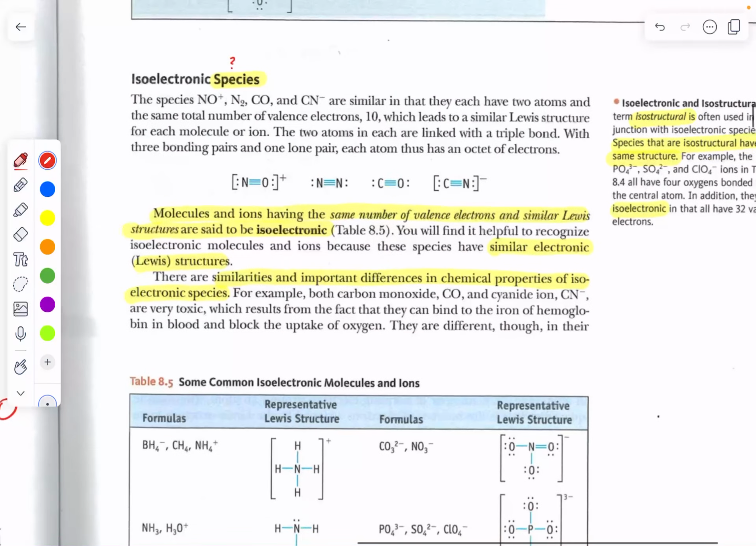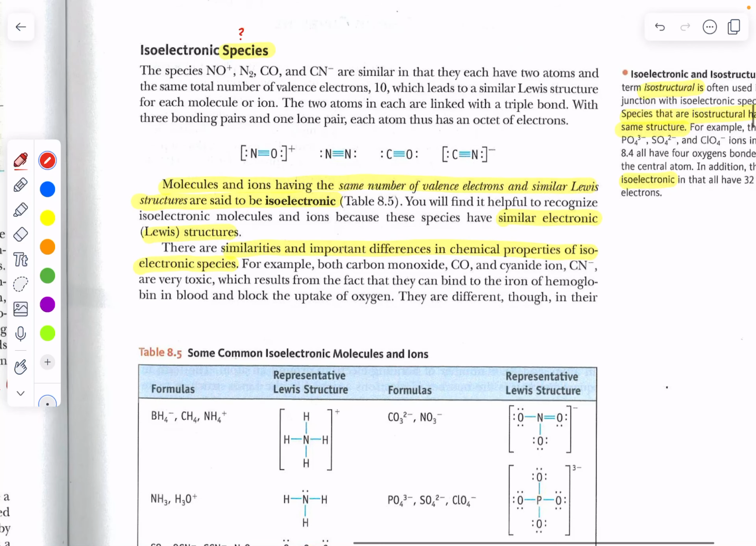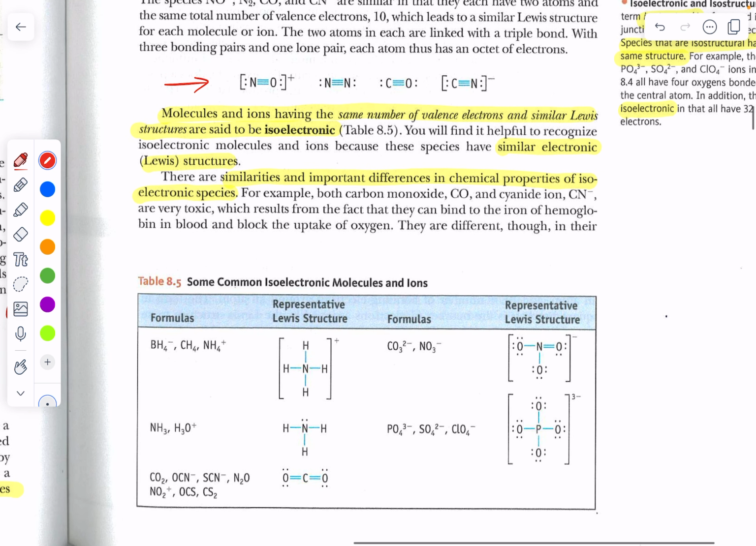Now, isoelectronic, of course, means we have two structures with the same number of electrons. The word electronic always refers to electrons. So here are some isoelectronic species. The word species here has nothing to do with biology. It could be forms or types or examples. We often use the word species as a generic reference to multiple structures that are different from each other but related somehow. So you should know what the word isoelectronic is. If they're isoelectronic, they're going to have similar electronic structures because they have similar numbers of electrons.